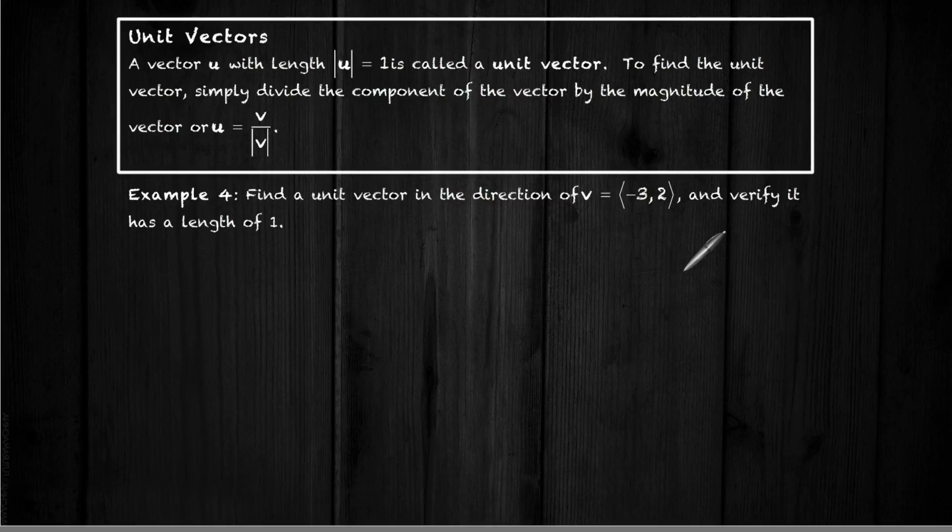Okay, next we're going to talk about what's called a unit vector. And a unit vector is simply a vector that has a length of 1. That is important. So very simple. A unit vector is a vector that has a length of 1. The hypotenuse, the magnitude, is equal to 1. So this first example says find a unit vector in the direction of -3, 2, and verify that it has a length of 1.